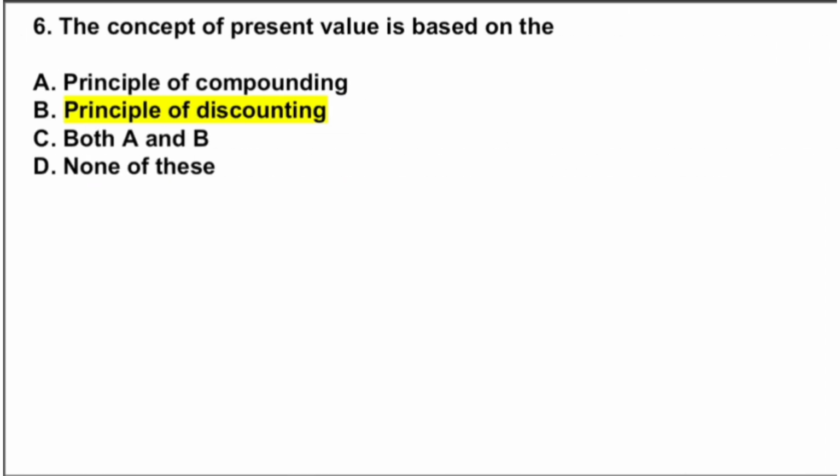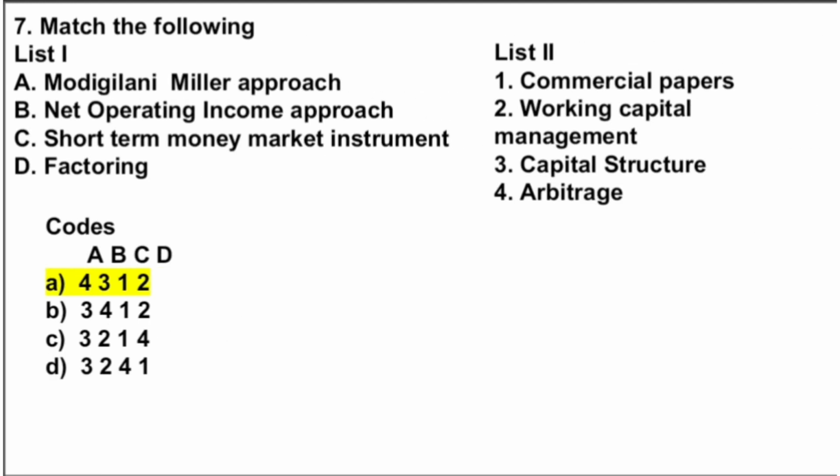And the next thing: the concept of present value is based on the principle of discounting. The options include principle of compounding, principle of discounting, and none of the above. Here the concept of present value is based on the discounting technique. And the next question, match the following: Modigliani-Miller approach, net operating income approach, short-term money market instrument, factoring. List 2 includes commercial paper, working capital management, capital structure, and arbitrage, right?